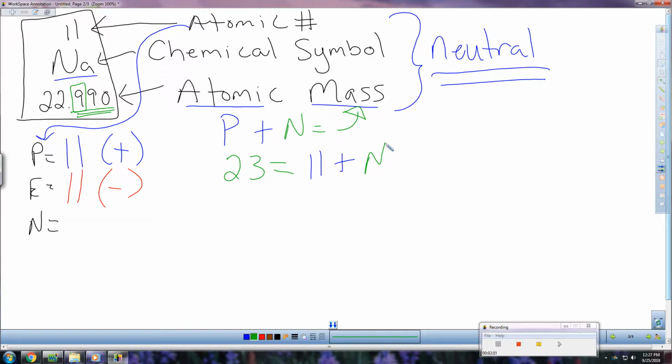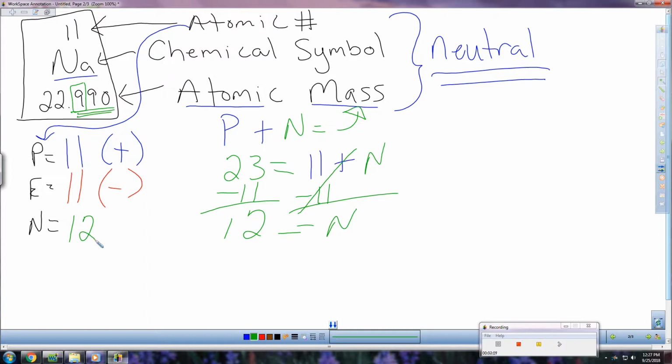So the question is, how do we solve for this? Well, whatever we do on one side, we have to do on the other. Since we're adding here, we're going to subtract 11 on this side to cancel that out, and whatever you do on one side, you do on the other side. So 23 minus 11 is 12. We actually have 12 neutrons. And again, there's no charge on that, so it really doesn't matter exactly what's going on.